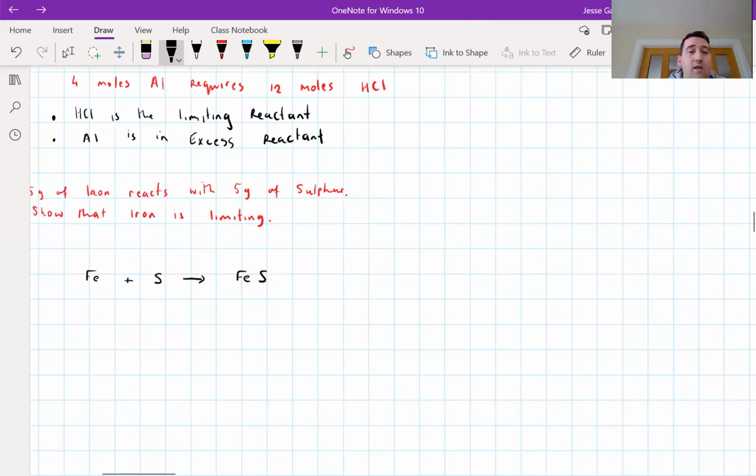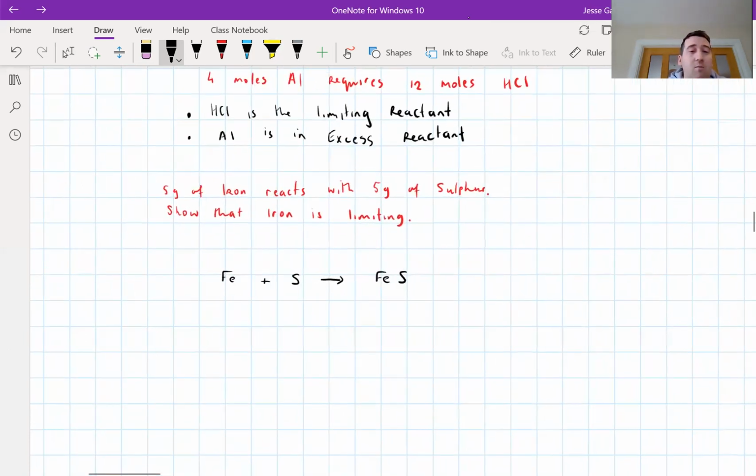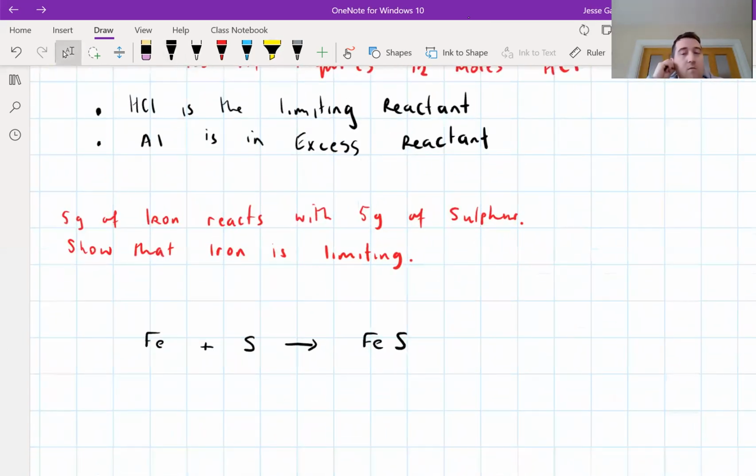We're just going to now take a look at how this can become a little bit more complicated. This can become more complicated when they don't give you moles in the beginning. They give you reactant masses, and they ask you to find out which one is in excess and which one is limiting. So let's say, for example, that we are given this problem: 5 grams of iron reacts with 5 grams of sulfur. It says show that iron is limiting.